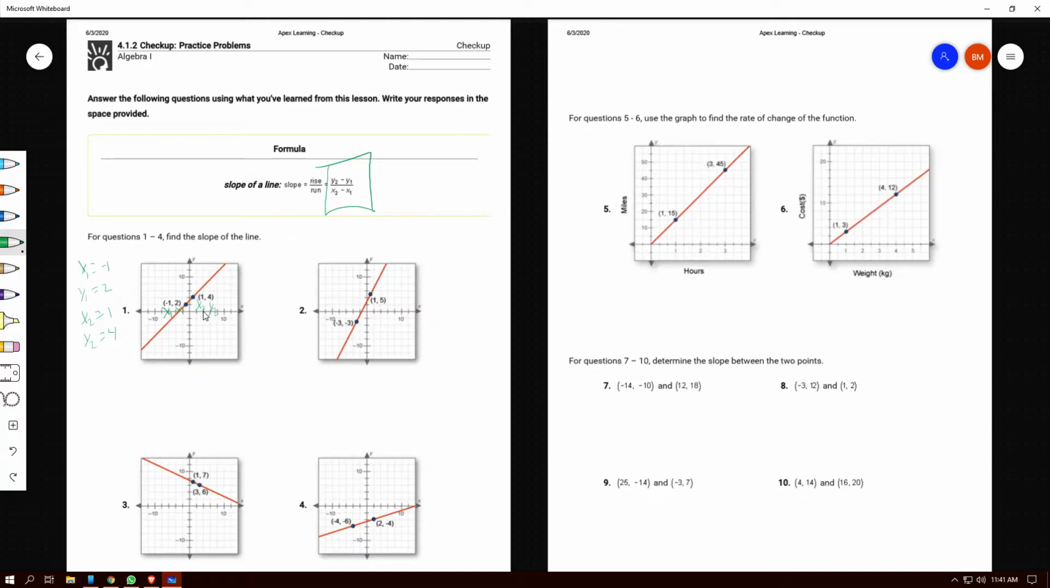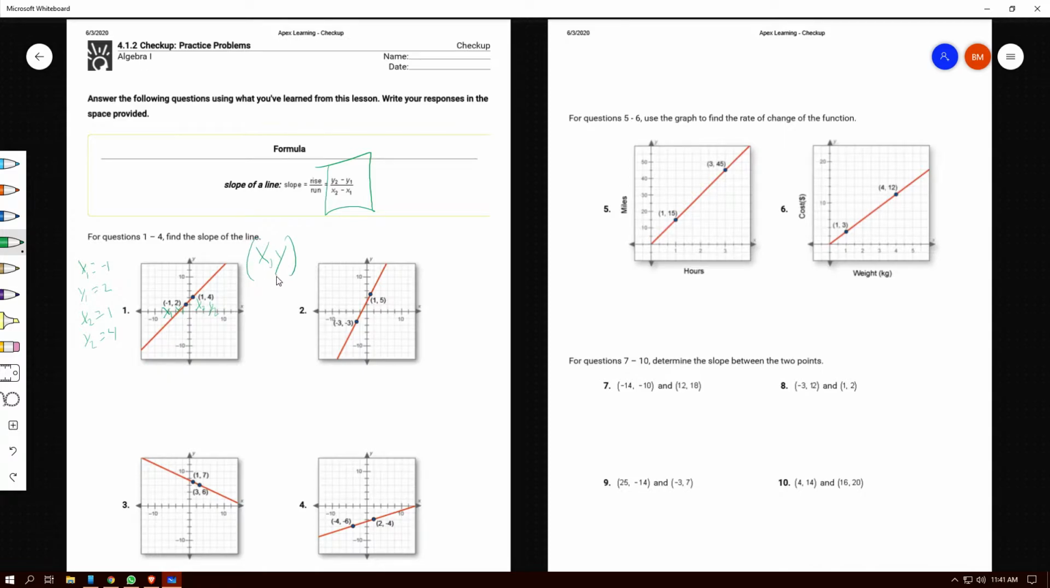Now the key is I can't have an x1 and a y2. That would just be inconsistent, right? So the numbers need to stay the same. It didn't matter if I made the 1, 4 the x2, y2, or made this the x1, y1. That doesn't matter. Just remember that every ordered pair is always in the form x, y. So x's always go first in an ordered pair.